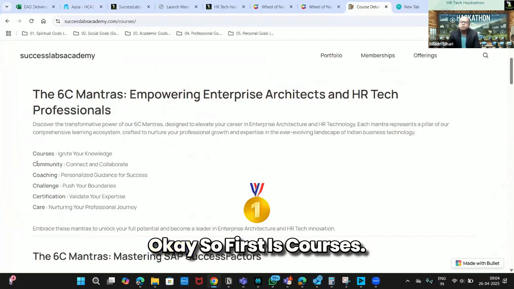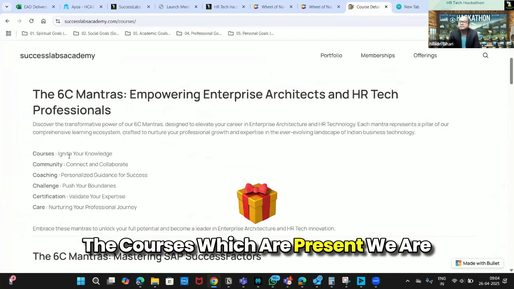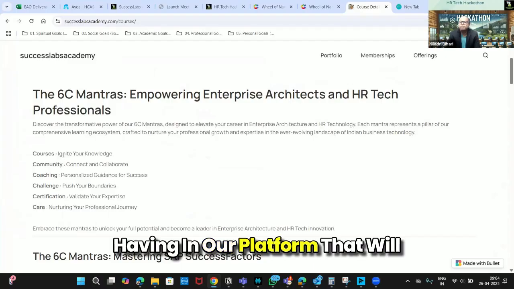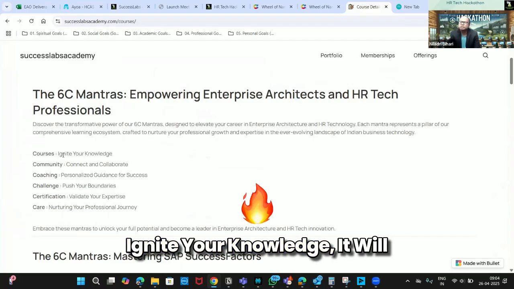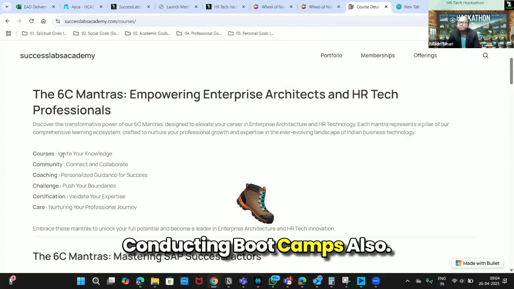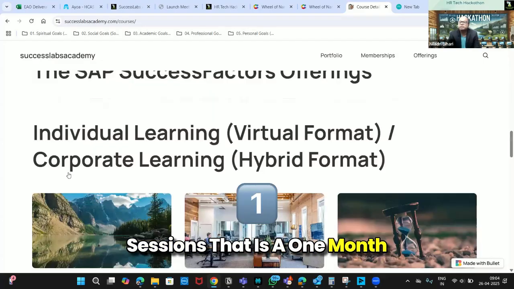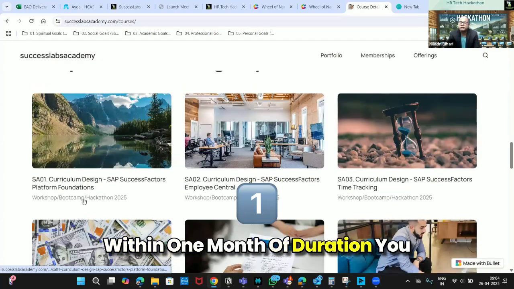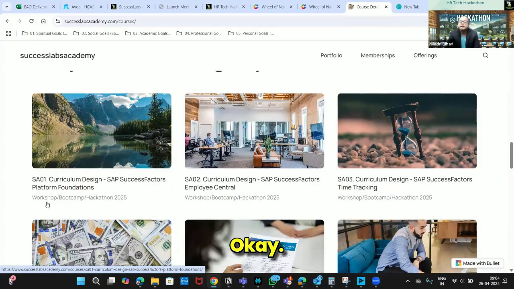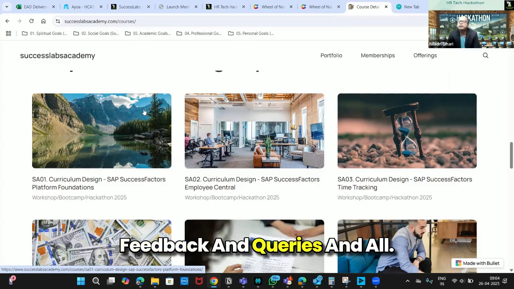First is courses. All the courses on our platform will ignite your knowledge and clarify your concepts. From time to time we will also conduct boot camps, which are short sessions that you should be able to complete within 1 month. Workshops will be very topic focused, based on the students' feedback and queries.